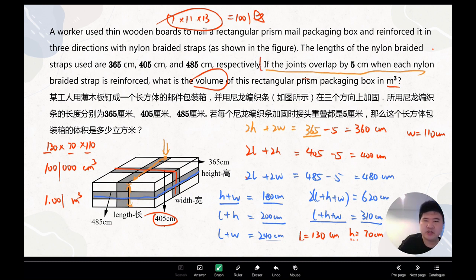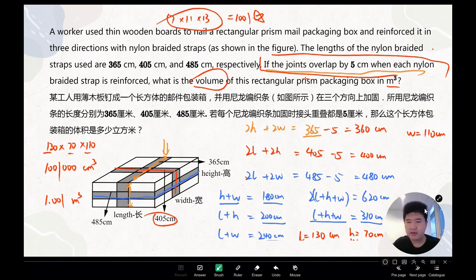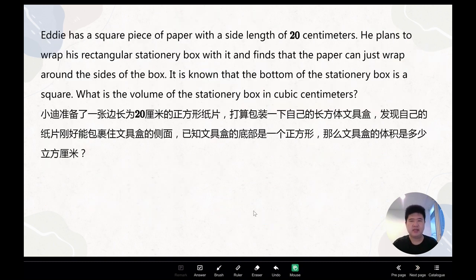So this is how we get it. Just pay attention to this very important information, and we just got what we want. That is the first one. And now it's time to move on and see the next one.